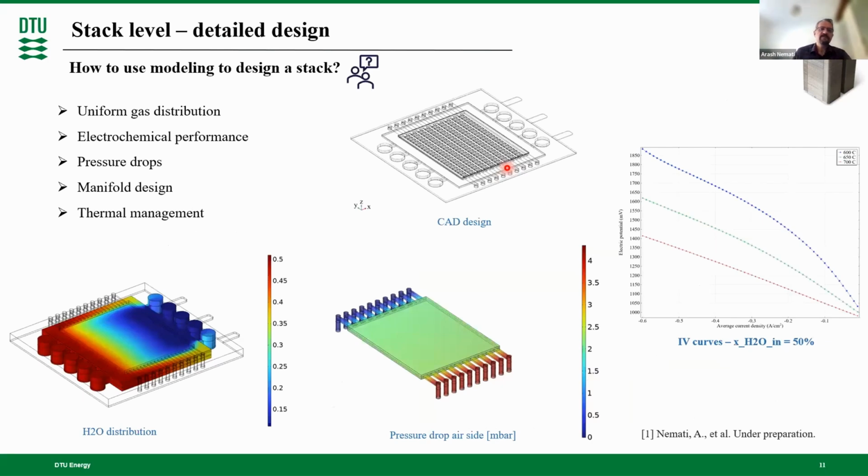So what we use modeling for in the stack, we can use it for detailed stack design. Here, you can see one of the DTU designs that we have. We use modeling for ensuring uniform gas distribution, for checking and testing the electrochemical performance, to check the pressure drops, to design the manifold, and also for thermal management. Here you can see some of the results, for example, the species distribution, pressure drop, and also the IV curves for different conditions.